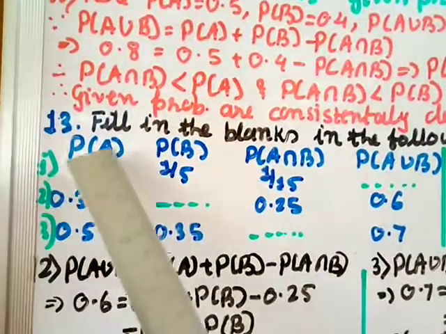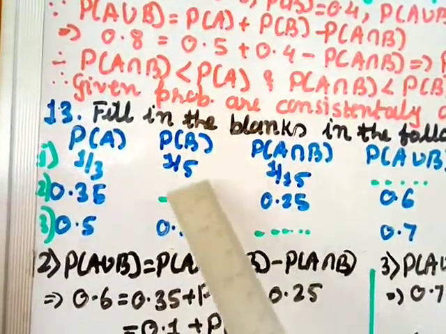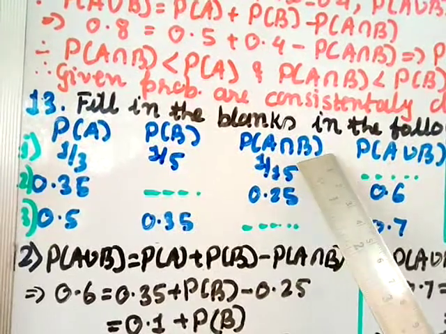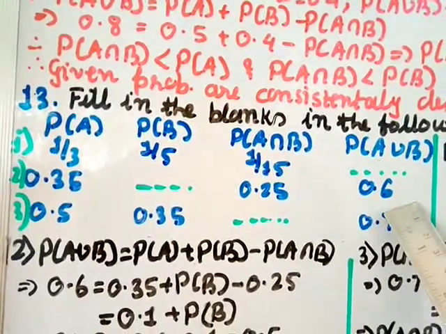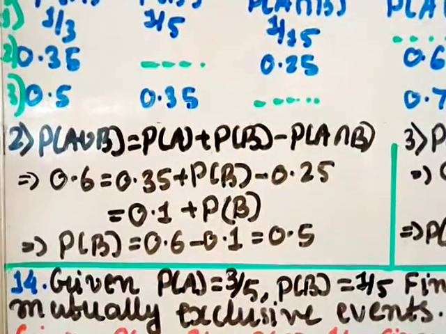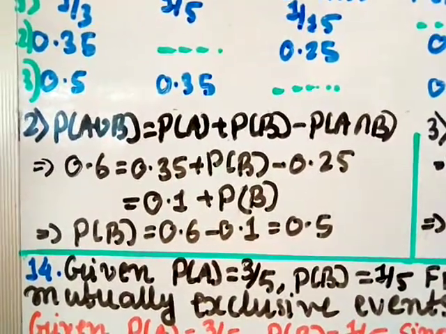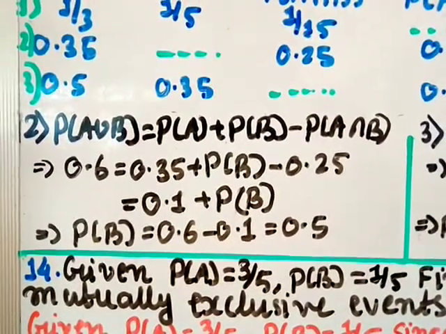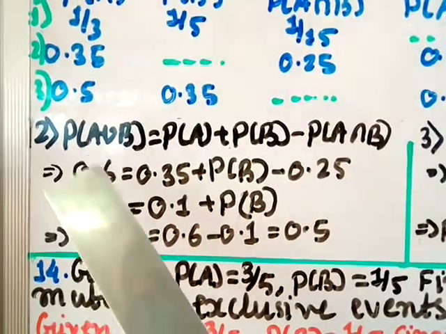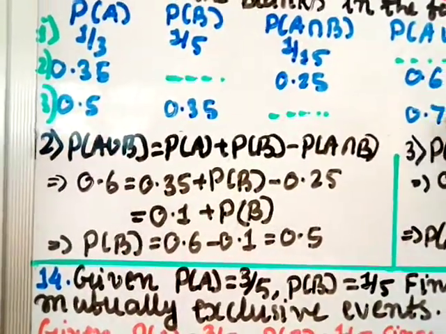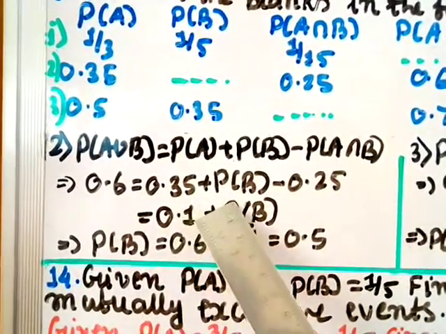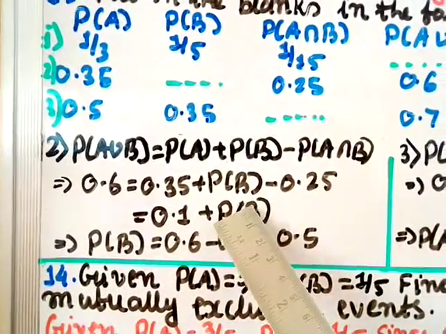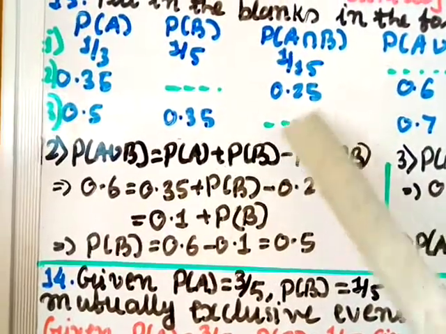In number 2 it is P of A is 0.35, P of B you have to find, and P of A intersection B is 0.25, and P of A union B is 0.6. Use the same formula. P of A union B equal to P of A plus P of B minus P of A intersection B. A union B is given to you 0.6. Put the value: equal to P of A is 0.35 plus P of B you have to find, so keep as it is, minus A intersection B is 0.25.